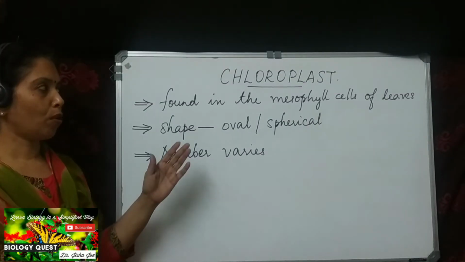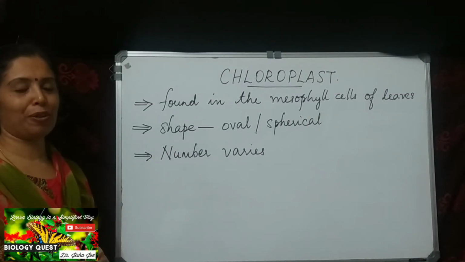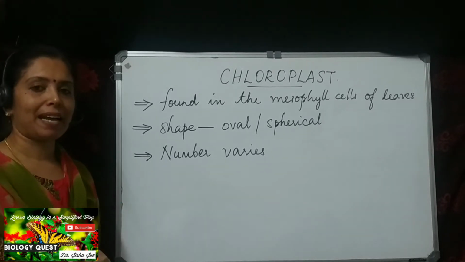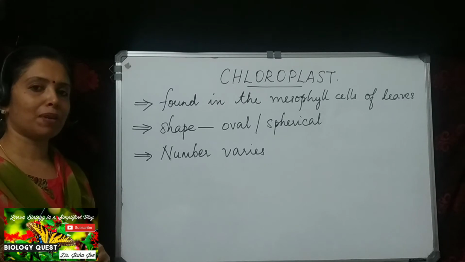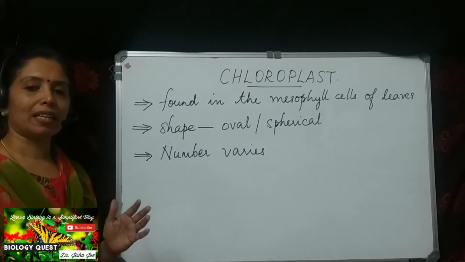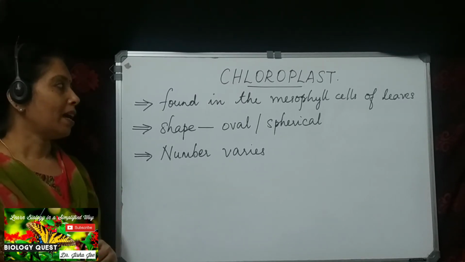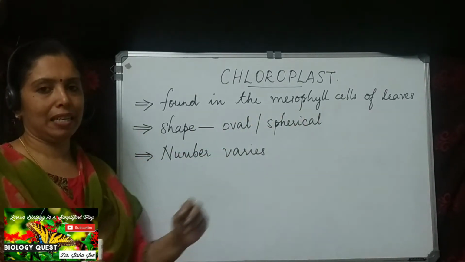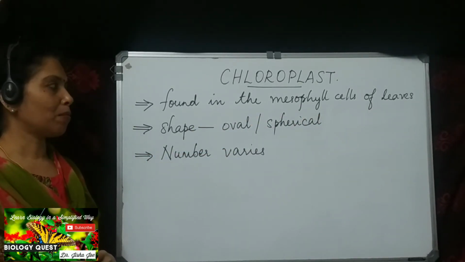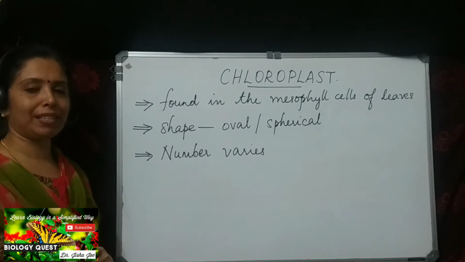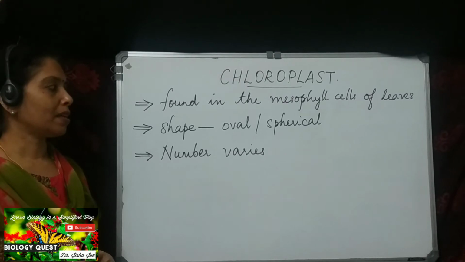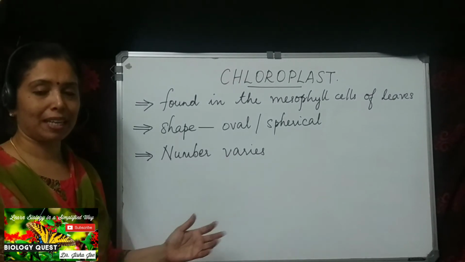Now we shall move on to the structure of the chloroplast. Chloroplasts, we know, are the green colored plastids, present in green plants, and they are found especially in the mesophyll cells of the leaves. The shape of the chloroplast may be oval or spherical.